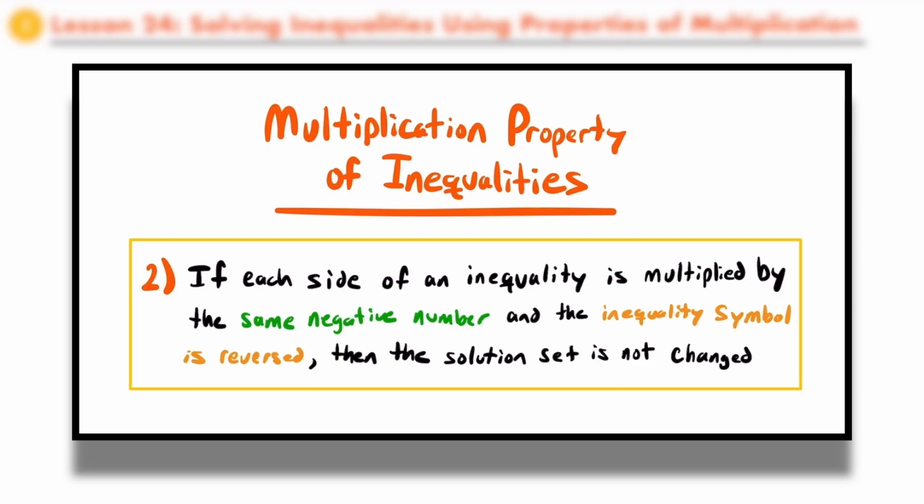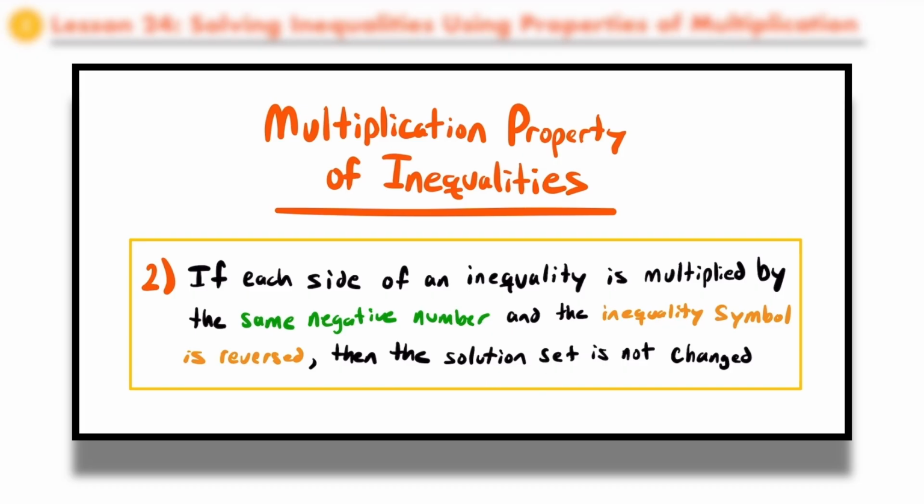Okay, that's very important to remember. You can't just multiply or divide by a negative number to solve an inequality. You also have to flip or reverse the symbol when you do that. That way the solution set is not changed and your answer is correct.